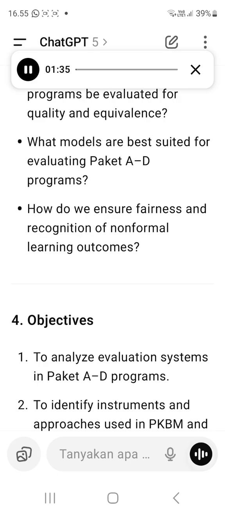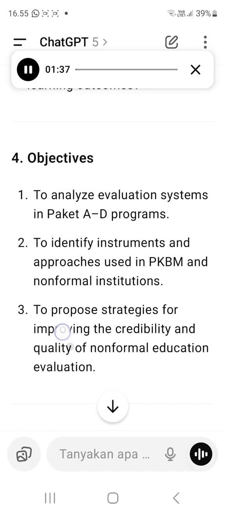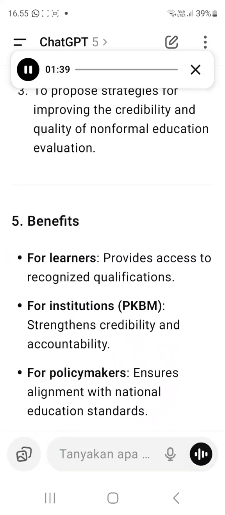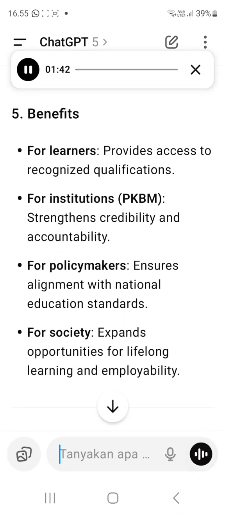Benefits. For learners, provides access to recognized qualifications. For institutions, PKBM strengthens credibility and accountability. For policymakers, ensures alignment with national education standards. For society, expands opportunities for lifelong learning and employability.